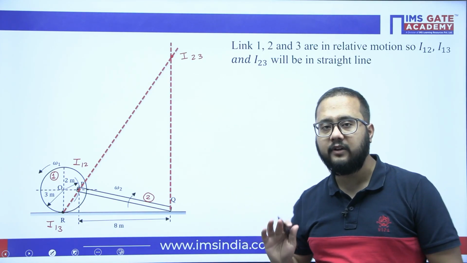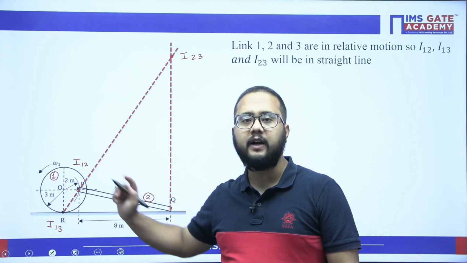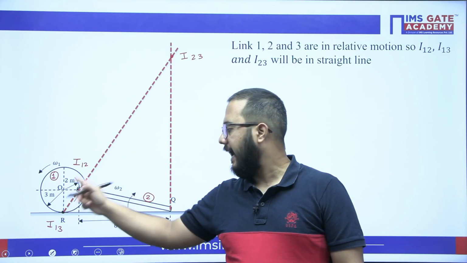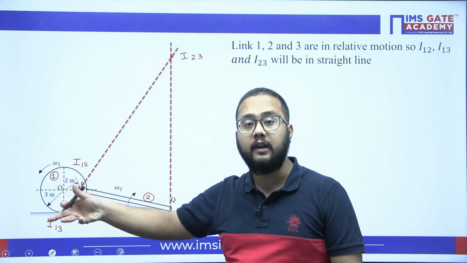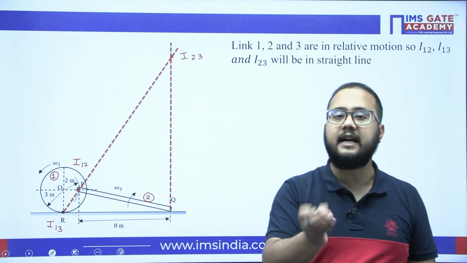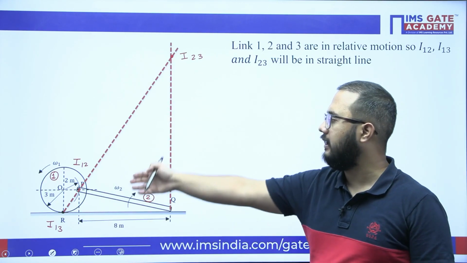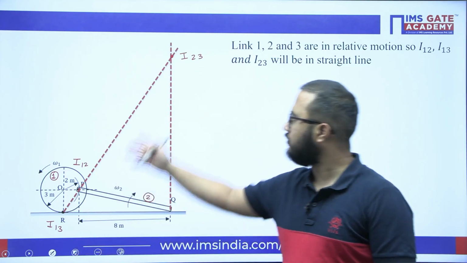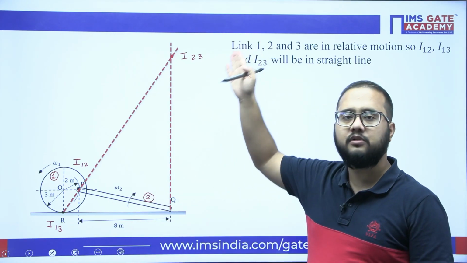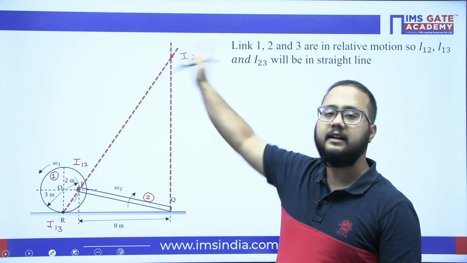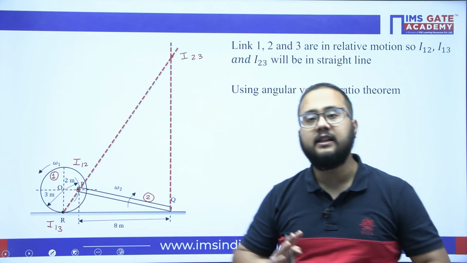All of the I centers we have located. How have we located them? P was the pinned point, so this point itself is the I center, I12. I13, how is it an I center? Because whenever a disc is rolling on a horizontal plane, the point of contact is the I center. So like that, we have drawn one line using I12 and I13. And Q point was sliding, so perpendicular to the sliding motion, one line we have drawn. Finally, both the lines are intersecting at this point, so that is I23. Fine. So till this point we have understood.